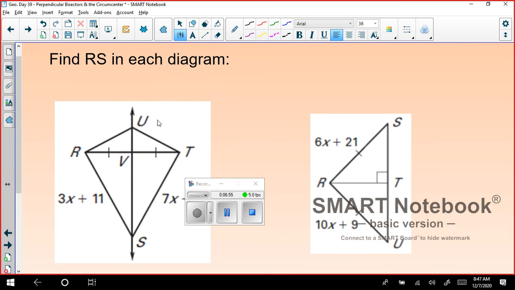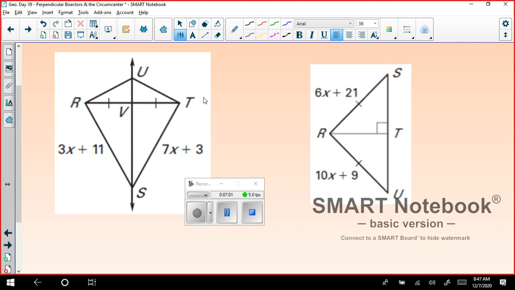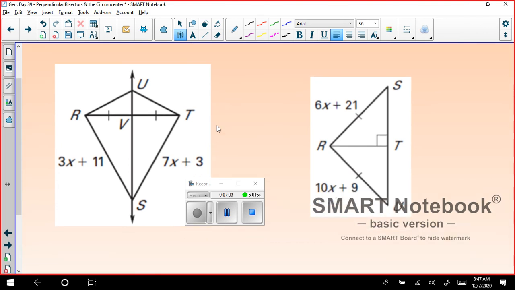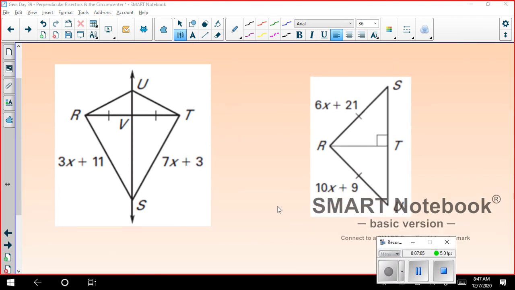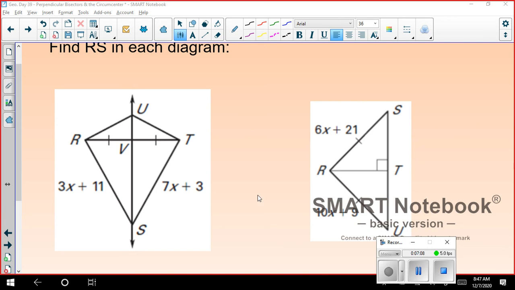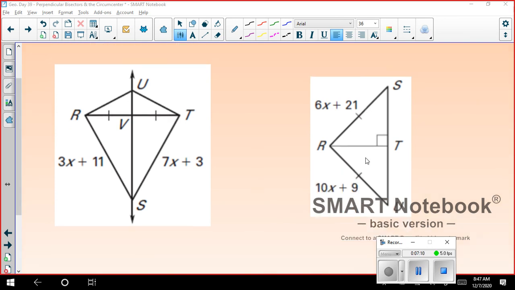They are asking us to find RS in each of the diagrams. You can use the perpendicular bisector theorem, or you can use its converse. I'll do the first one, then you can try the second one.